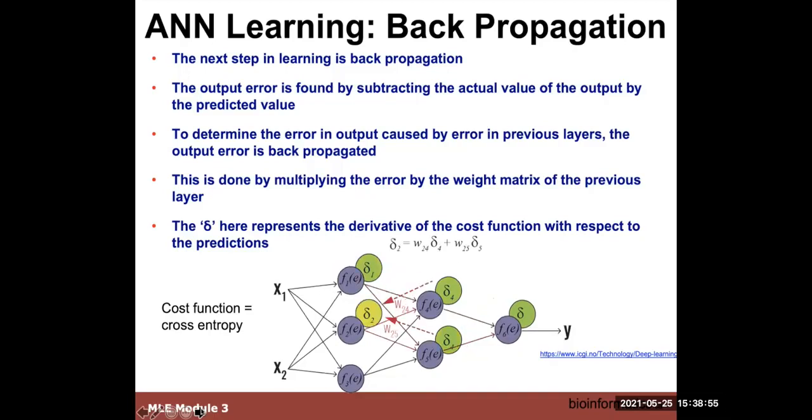Anyways, that error, these deltas or derivatives, are then multiplied by those weight numbers. And so the weights are the W1, W2, W24, W35. And so we can see that instead of going left to right, we're going right to left. And that's the back propagation step. And so those errors are propagated through both the functions and the weights with those deltas.